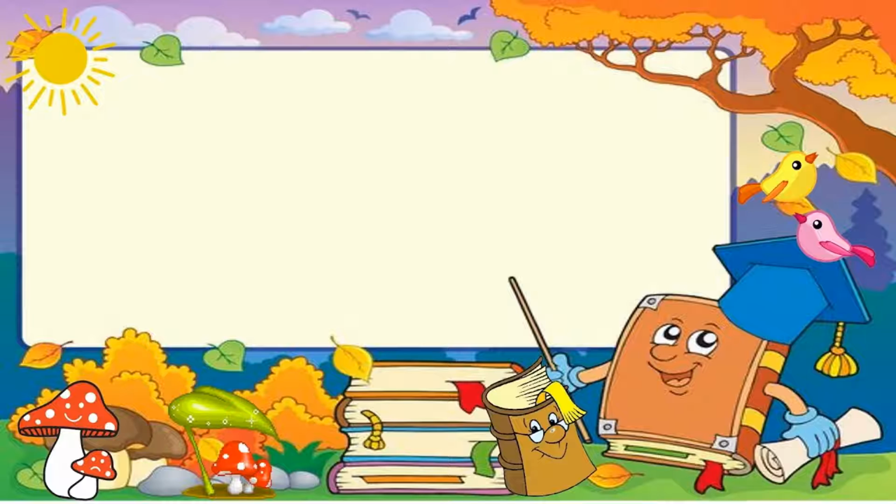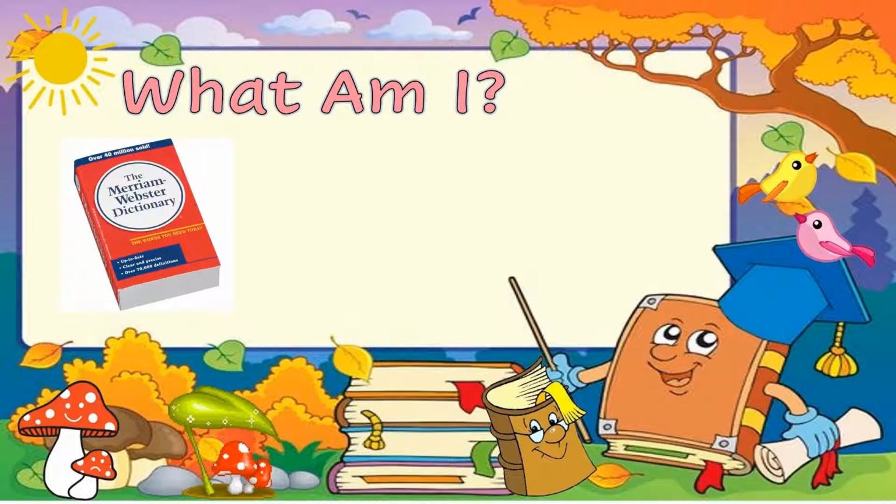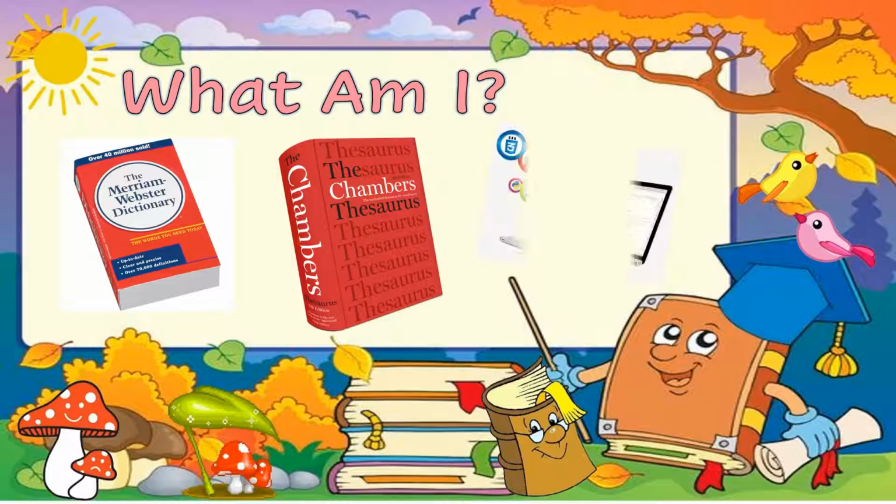Today, I'll be showing you a set of pictures to which you're going to tell me what they are. Ready? Here's the first picture. The second picture. And the last picture. Were you able to identify them all? Very good! The first picture is a dictionary. The second one is a thesaurus. And the last picture is a computer or laptop where we can do some research.